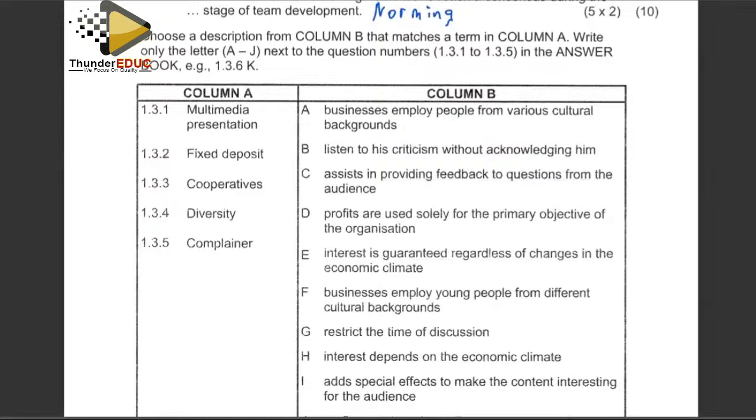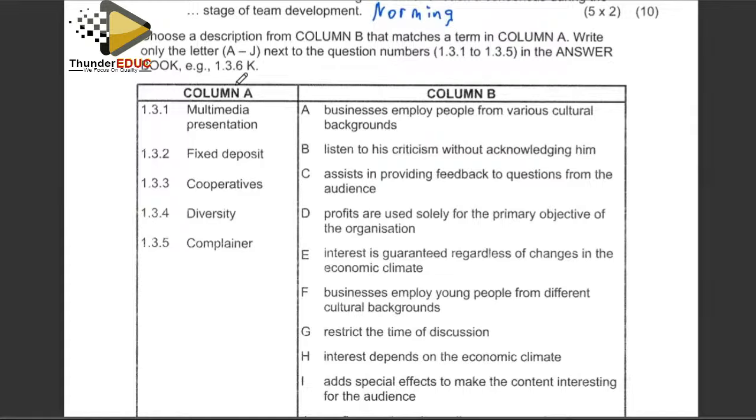So now 1.3 reads as follows. Choose a description from column B that matches a term in column A. Write only the letter A to J next to the question numbers 1.3.1 to 1.3.5 in the answer book. An example is given there where you are expected only to select a letter, not to write the whole description.